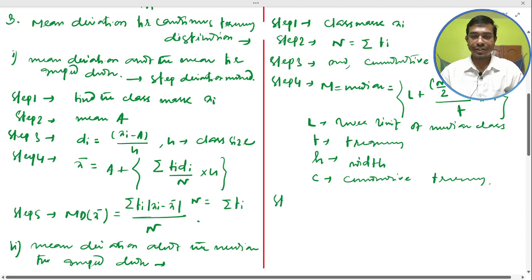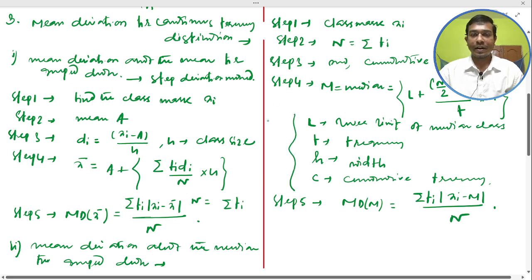And the last step, step number 5, the final outcome: calculate the median of the mean. This is basically the sum over fi mod of xi minus m, where m is the median, divided by capital N. This is the final outcome. Okay, and here the notations have their usual meanings.